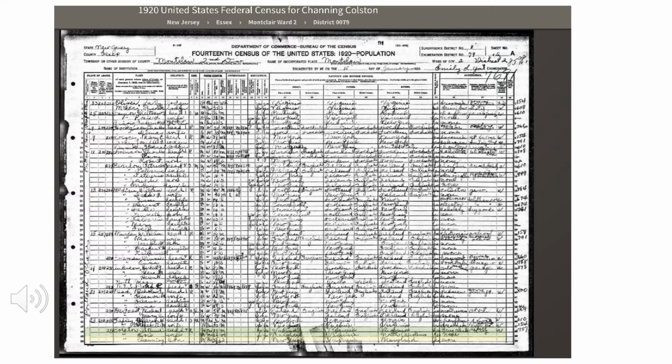So here is the image of the 1920 federal census for Channing Colston. Since he is the person that we searched, he is highlighted at the bottom in yellow, and other family members who were included on the previous screen are there in green.